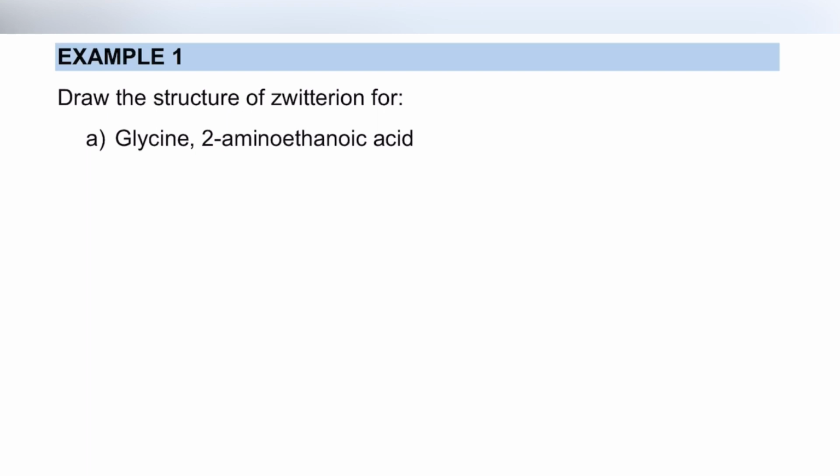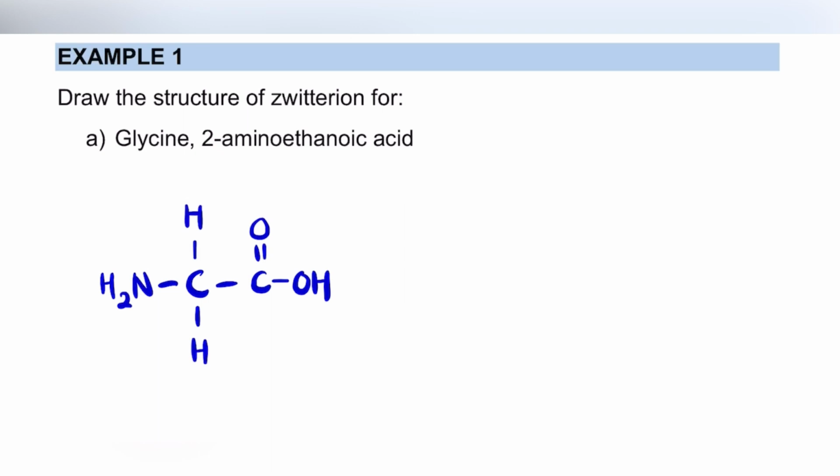Let's start with our ethanoic acid first. We have glycine here, which is 2-aminoethanoic acid. We are going to show you the uncharged structure first, the normal structure with no charge yet. So I'm going to draw ethanoic acid. We have 2 carbon atoms. The first carbon has C double bond O, OH, and then the second carbon has an amino group as well. The amino group is NH2 and the rest is attached to hydrogen. So this is our glycine.